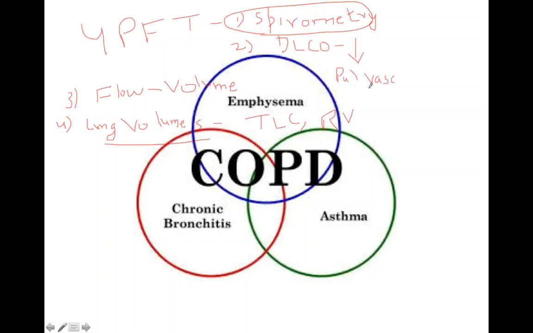In asthma, DLCO is normal. In bronchitis also, DLCO is normal. It is not decreased. So I'm asking about decreased DLCO. So it is seen in pulmonary vascular disease.